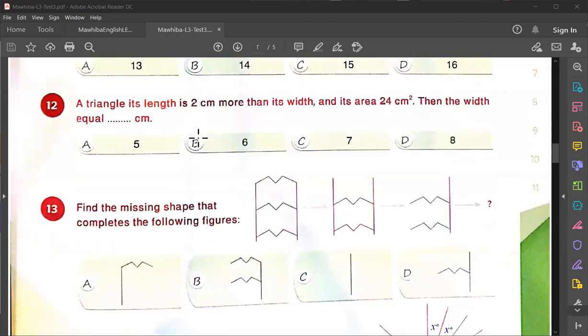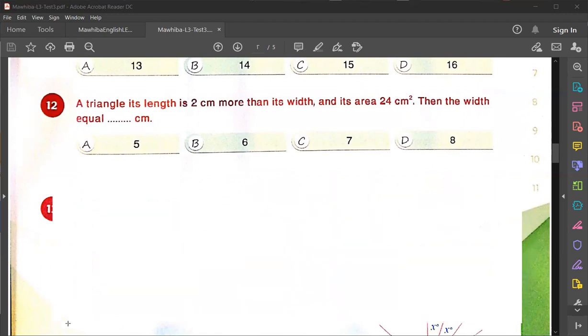Okay, now number 12. We see the problems, number 12. A triangle, its length is 2 centimeters more than its width, and its area is 24 centimeters squared, then the width equals what? I think it is easy, right?